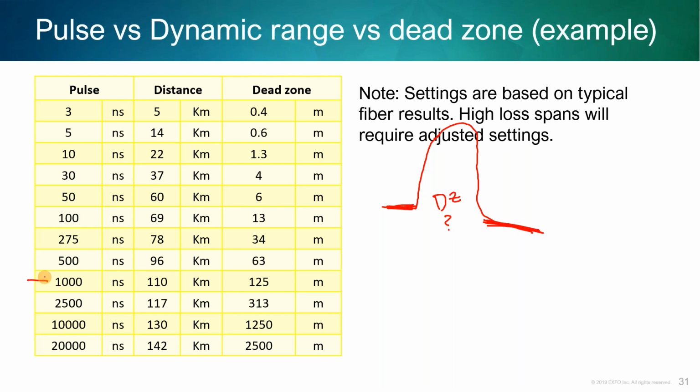So as you increase your pulse width, and keep in mind this table here, there's assumptions being made. I probably should have put a little note down here, but this is a good guide that you could use. So let's say that you're doing 100 nanoseconds, which is pretty typical for a metro shot from site to site. This is about 70-kilometer distance. It has 13 meters of dead zone after the reflection. So that means when this pulse hits this connector, anything within those 13 meters is going to be measured together as one big event.